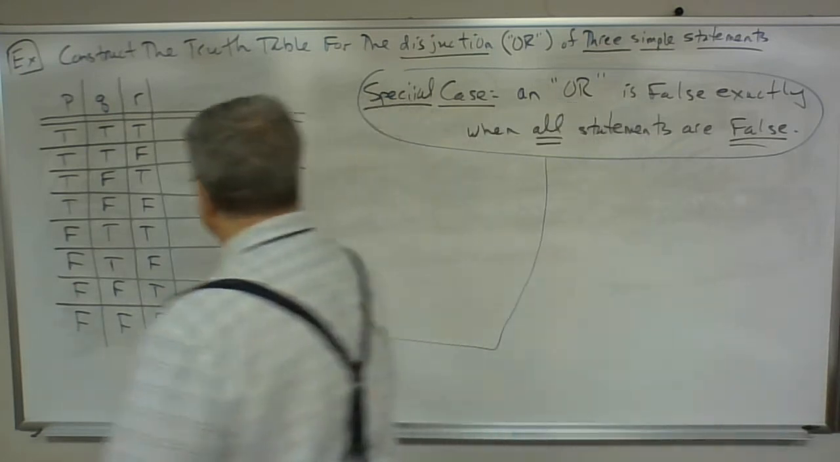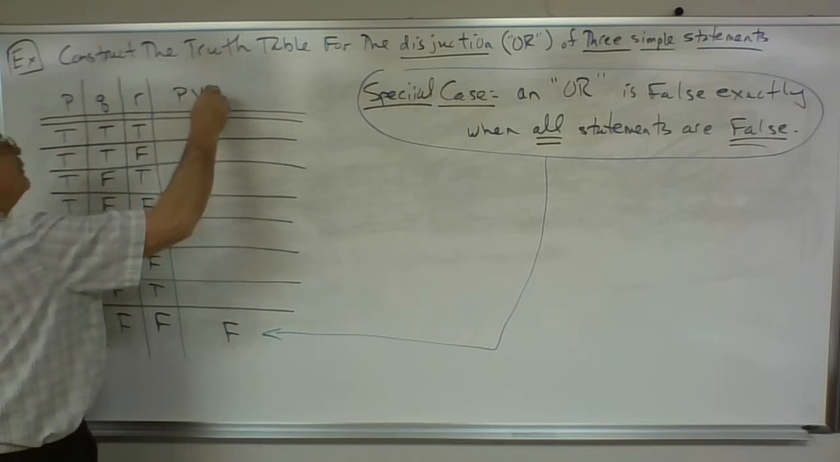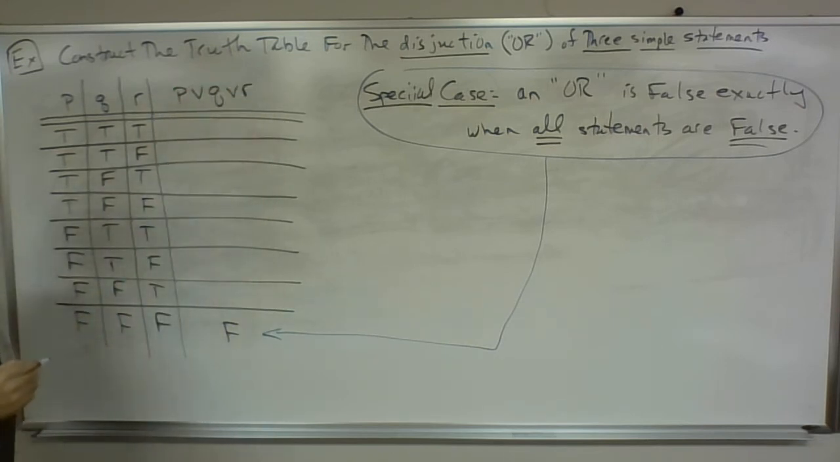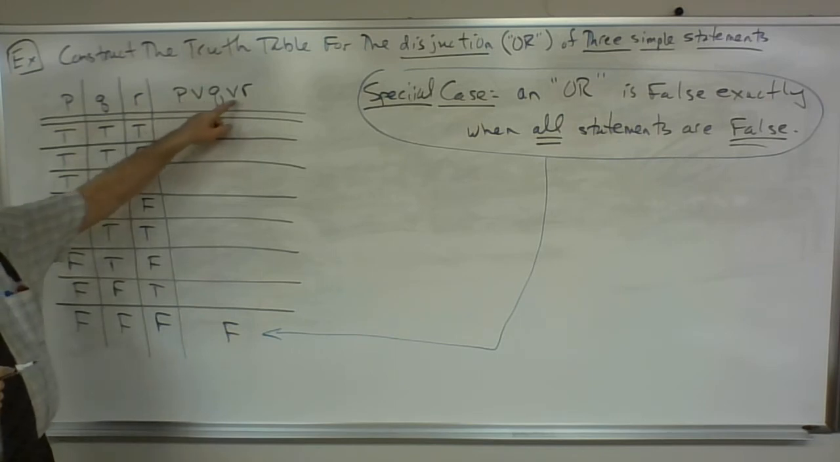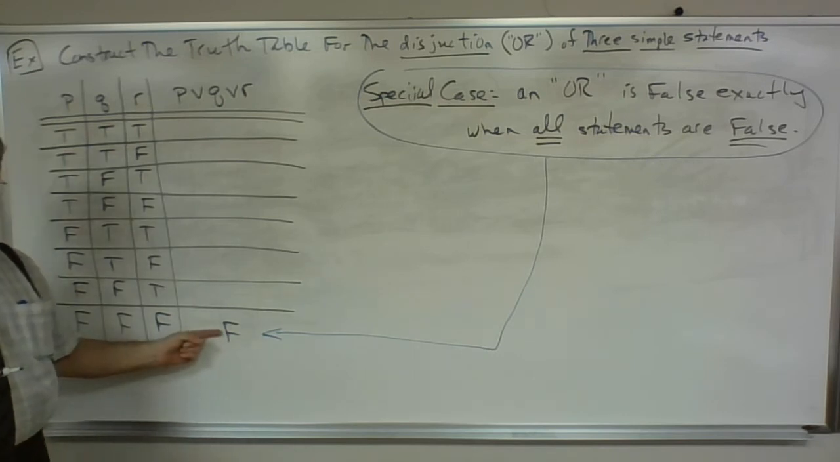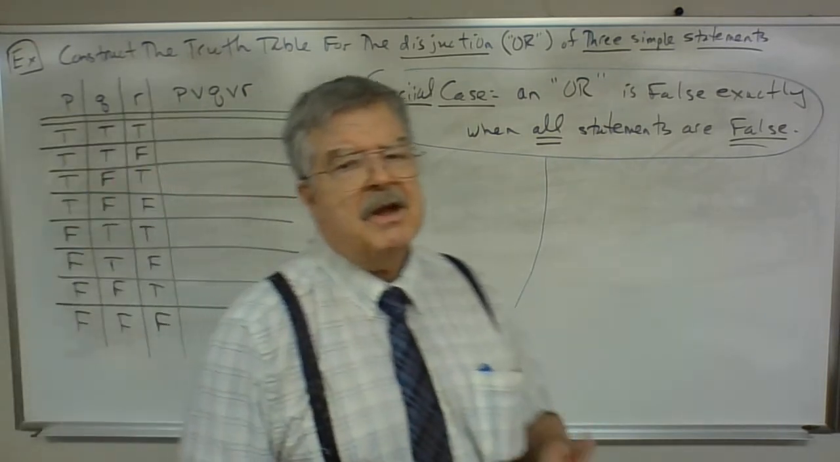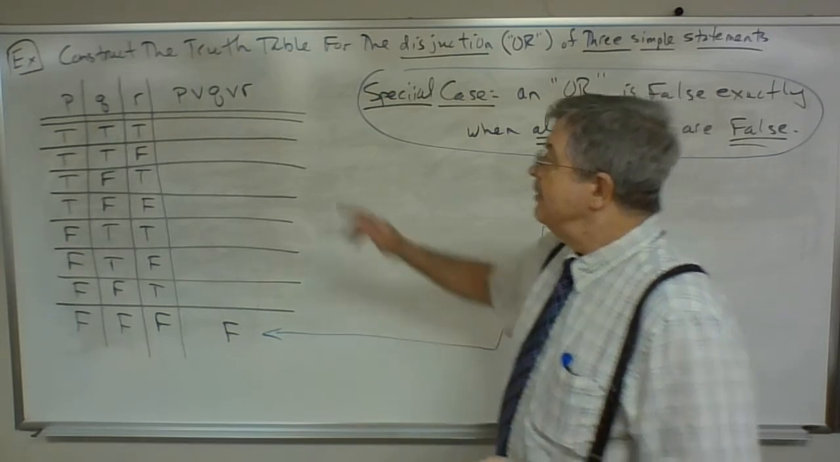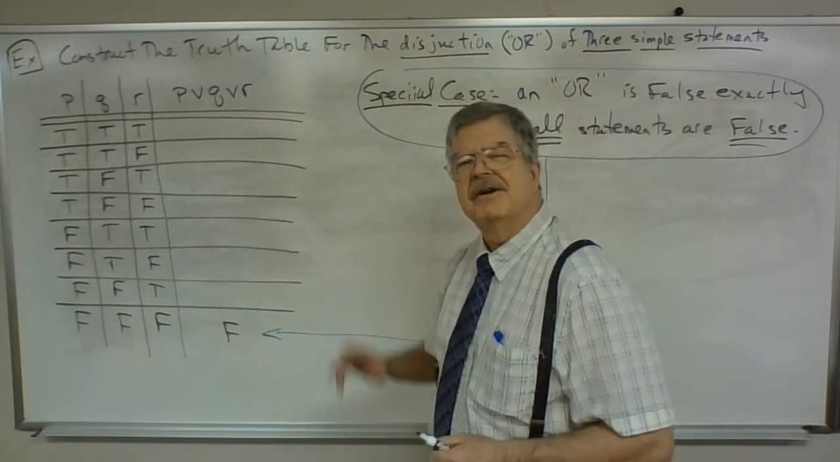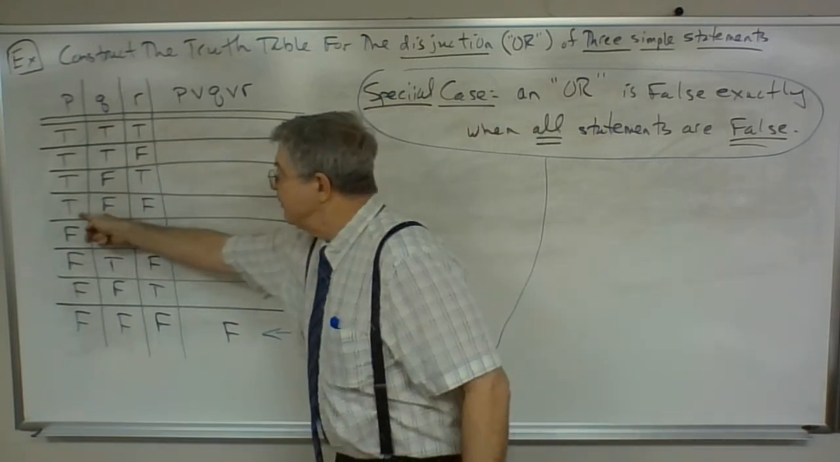So without thinking, and it looks like I wasn't thinking when I made this table because I didn't write P or Q or R, did I? This is the statement whose truth values we seek. The disjunction or the or of these three statements. We know when this thing is false. It's only false when each of the three statements is false. Every other time the disjunction or the or is true because every other time at least one of these statements is true.